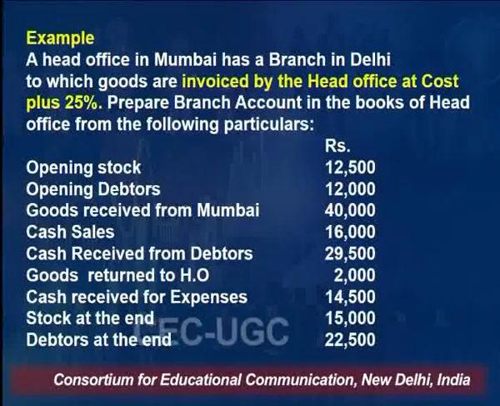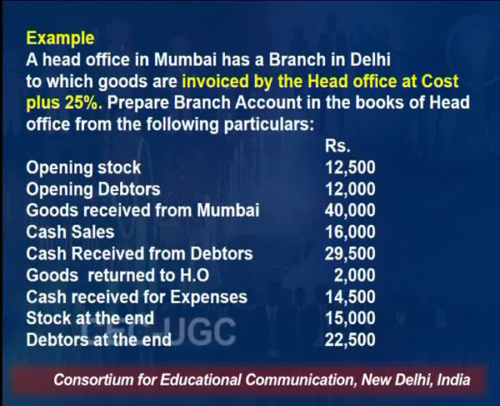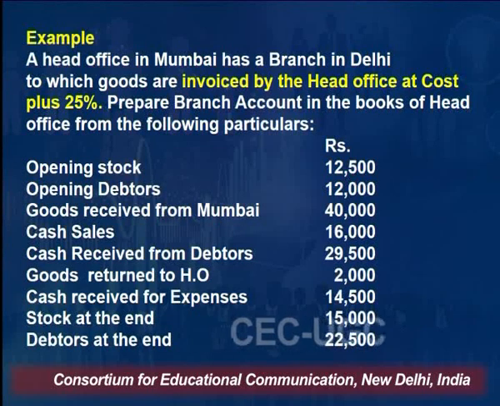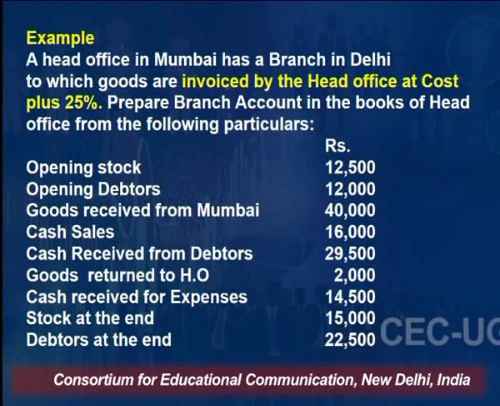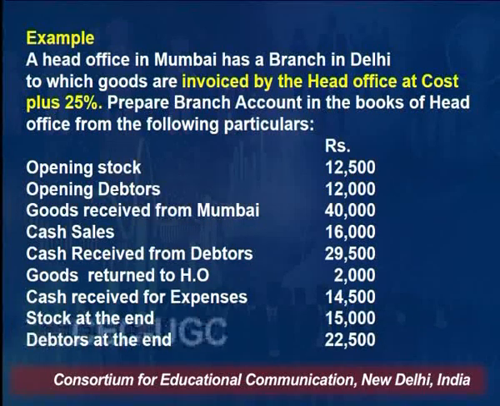Let's understand this with the help of an example. A head office in Mumbai has a branch in Delhi to which goods are invoiced by the head office at cost plus 25%. So the first thing which you need to see in the question before attempting it is that goods are invoiced by the head office to its branch at cost plus 25%. So invoice price is cost plus 25. Let the cost be 100 and the profit margin 25. The invoice price is 125 in this question. Unless it is mentioned in the question whether these goods are at cost price or invoice price, we assume all the items which are shown here are appearing at invoice price.